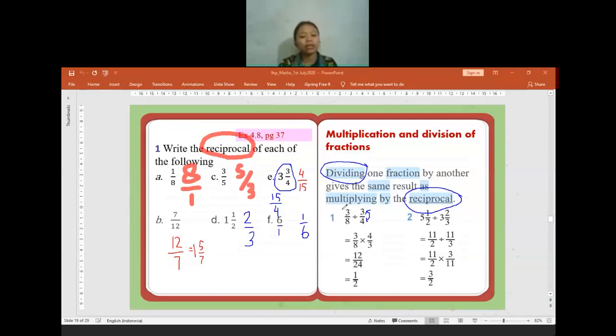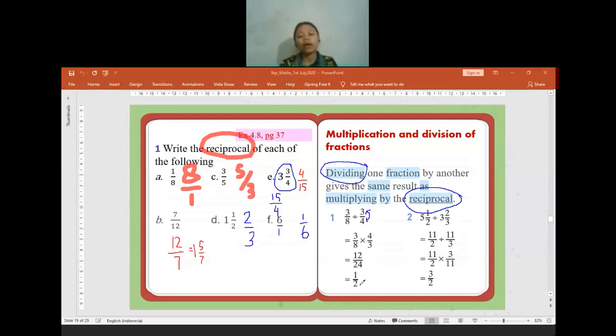So here the example is 3 by 8 divided by 3 per 4. Because it is a fraction division, we need to find the reciprocal and then do multiplication. So the 3 per 4 we can change to 4 per 3. After that, we just need to multiply. 3 times 4 equals 12. 8 times 3 equals 24. And then we can simplify the 12 by 24 to become 1 per 2.